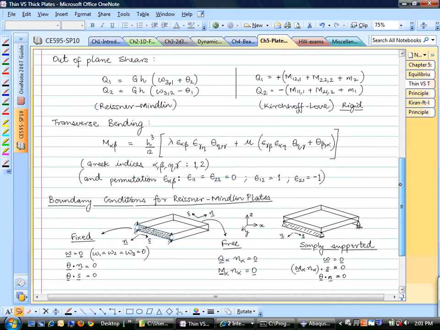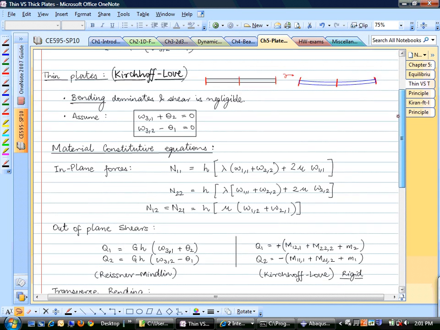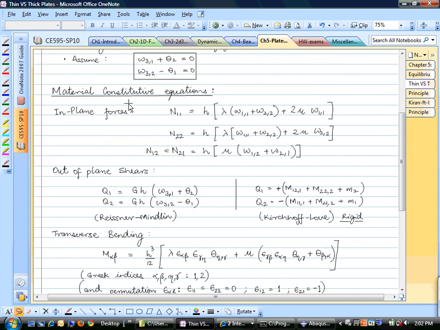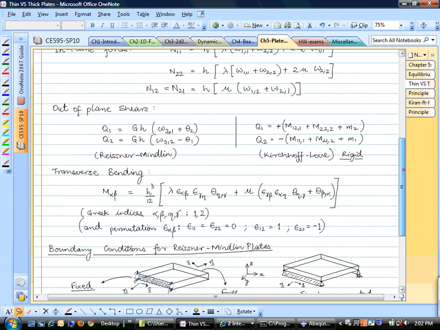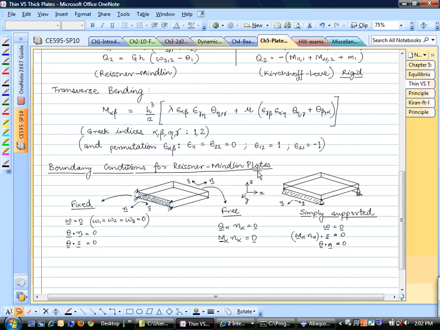So once we have the equilibrium equations and the material constitutive laws, the last thing that we need is boundary conditions for the Reissner-Mindlin plates to complete the problem. Just like in the 3-dimensional or the 2-dimensional case, we had equilibrium equations, material properties, strain-displacement relationships, and boundary conditions. So this is boundary conditions for plates.